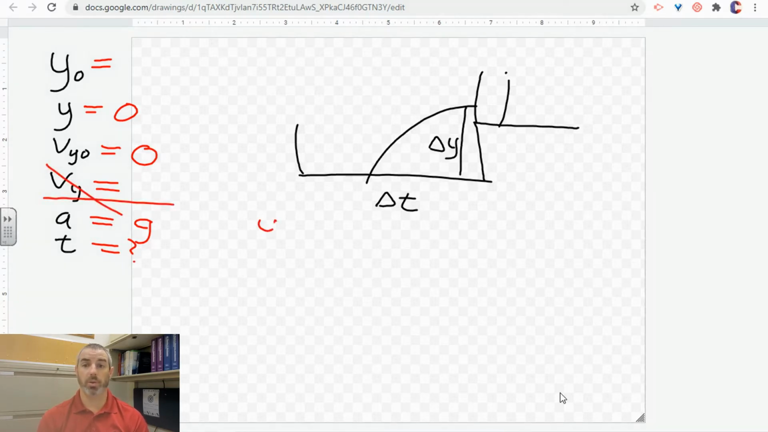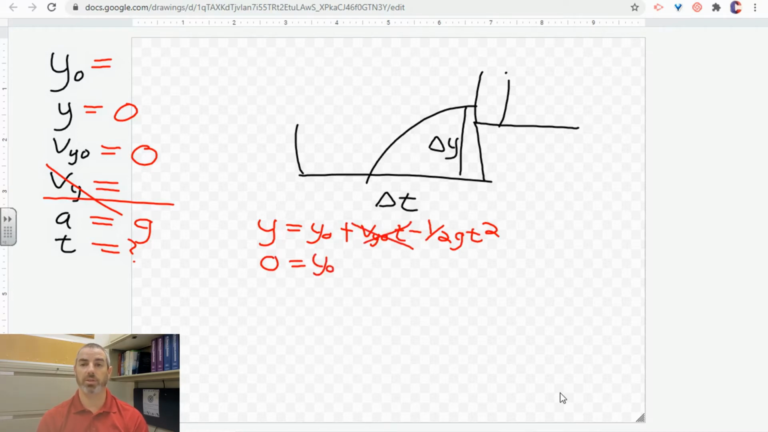Since we don't know the final vertical velocity, we're going to look at our second kinematic equation listed on the AP formula sheet. Notice that from the AP formula sheet I changed all x's to y's because we're looking in the vertical direction. Now we plug in the values that we know. The initial y velocity is 0, so that's 0 for v_y naught times t. That leaves us with minus 1/2 g t squared.